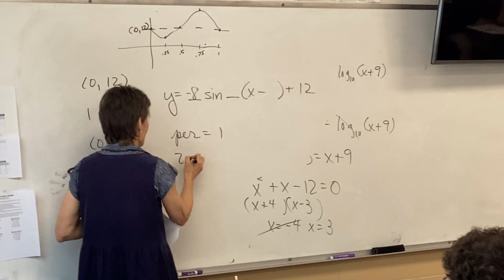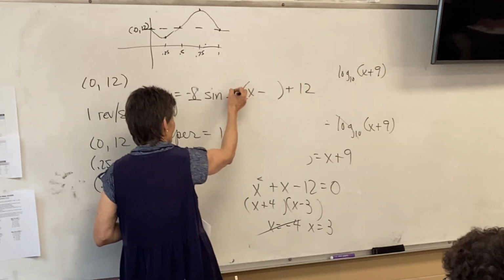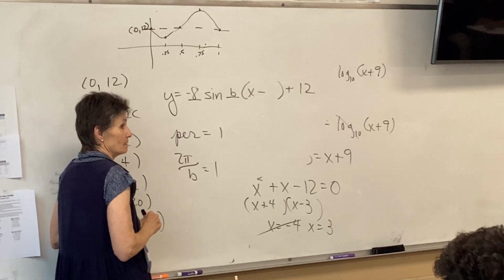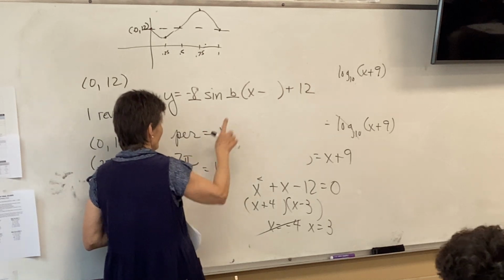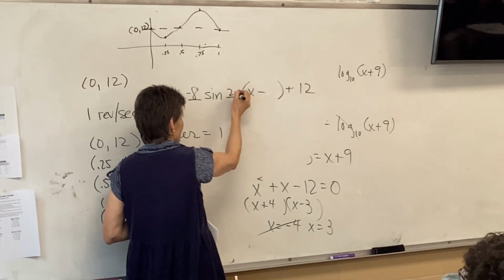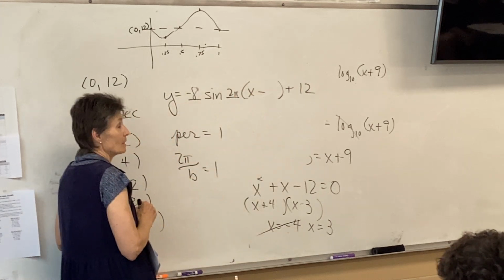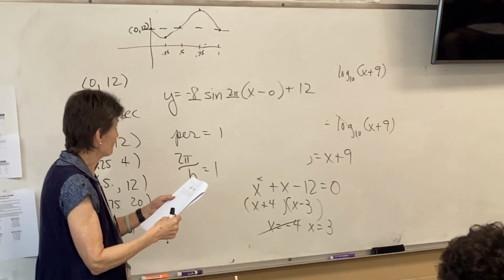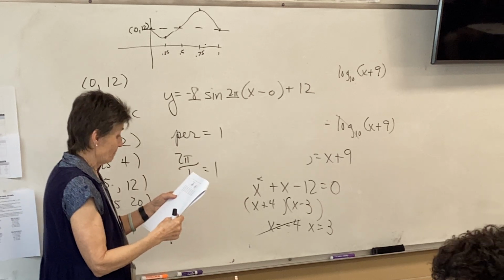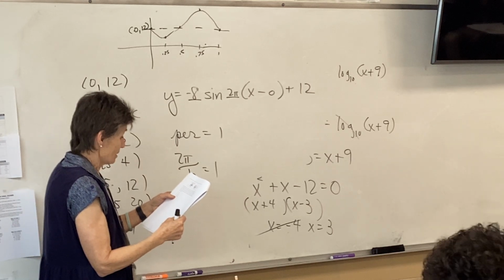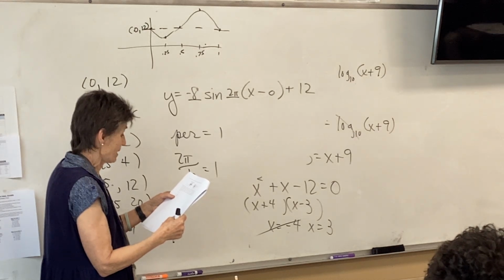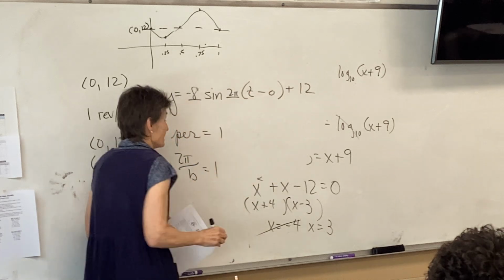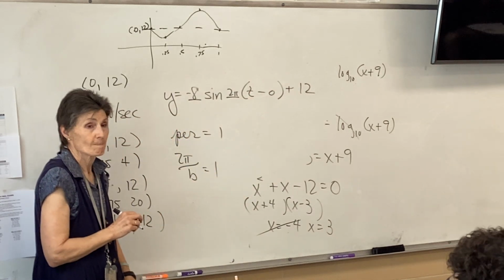So 2 pi divided by that number has to be 1. So I think when I solve that, this number has to be 2 pi. The part I have graphed has no phase shift. Do I have an equation that looks like that? 12 minus 8 sine 2 pi t. I should use t here, but I think it's d. How does that look to you? Good?